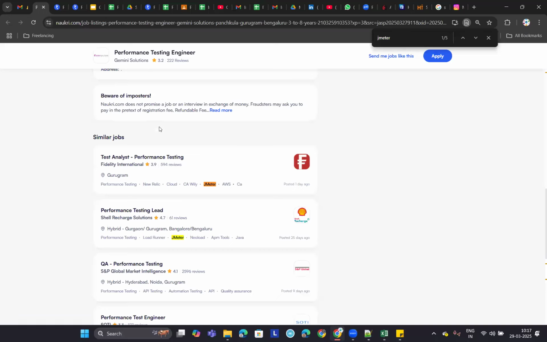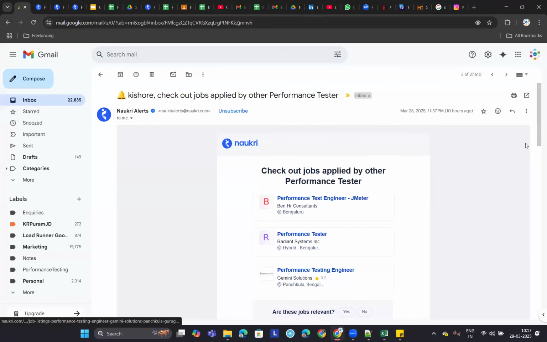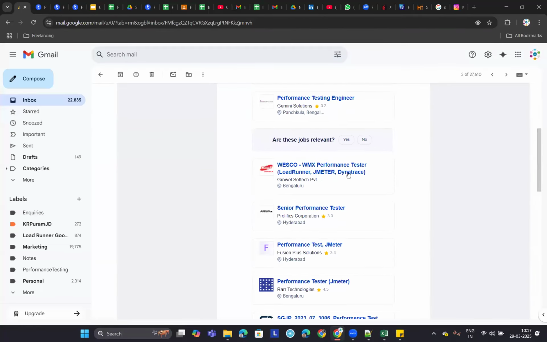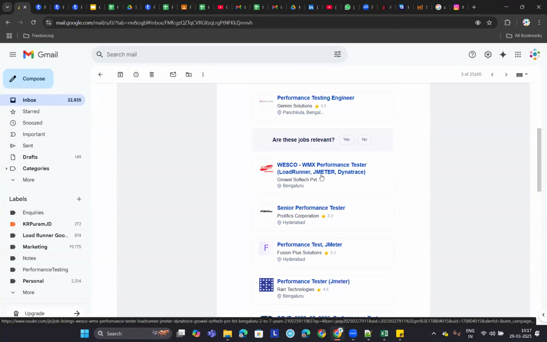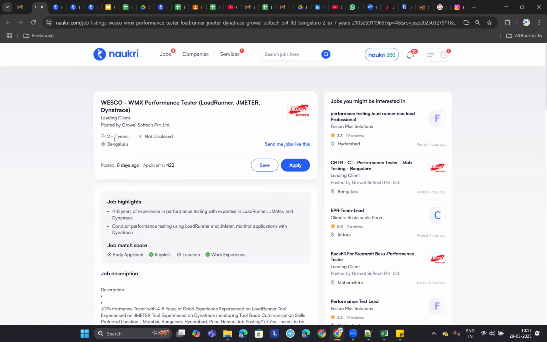The requirement is only on LoadRunner. Okay, but this is JMeter opening, Fidelity International, and a few more. Let me show you a few more. Vesco, it seems, performance tester, LoadRunner, JMeter, Dynatrace, Growell Softtech. That's the company name. 2 to 7 years again.